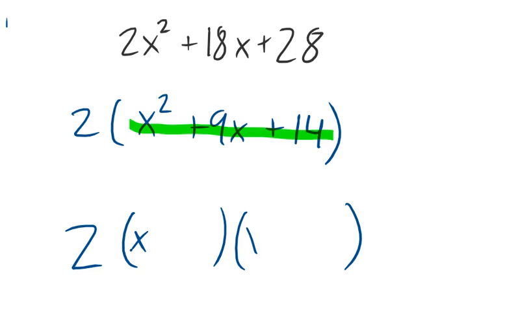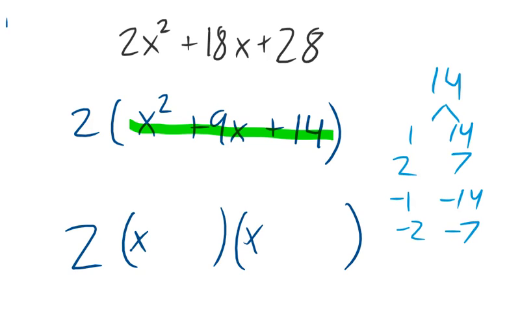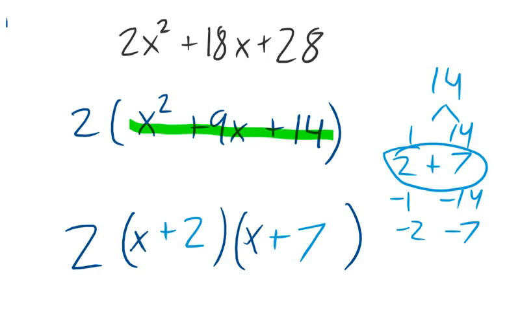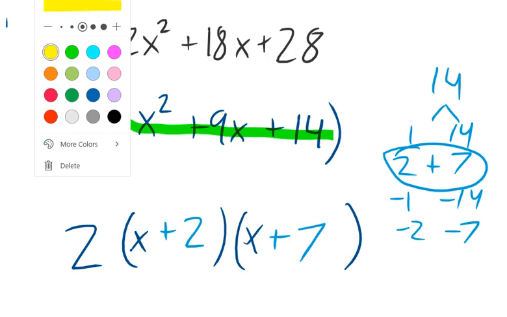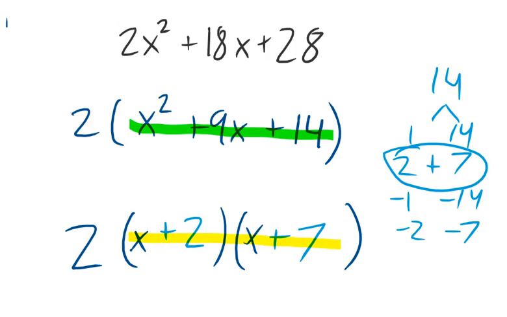So, multiplies to 14, I could be talking about 1 and 14, or 2 and 7, or -1 and -14, or -2 and -7. 2 and 7 are the numbers I'm talking about, because those add up to 9. So I'll put a plus 2 here, and a plus 7 here. This multiplies to this. The 2 is still out front. So my final answer is just that, 2 times (x plus 2)(x plus 7).